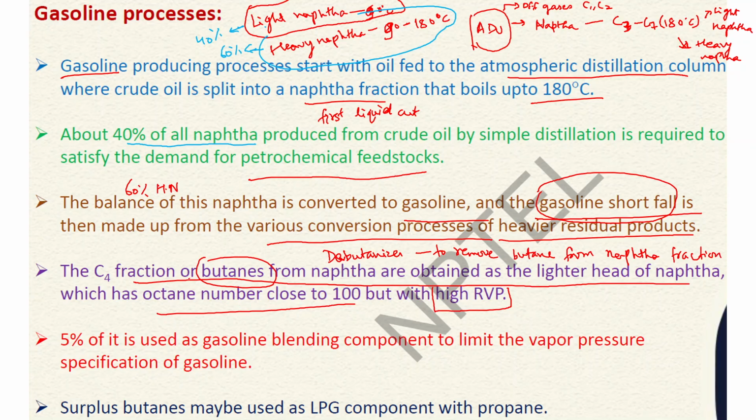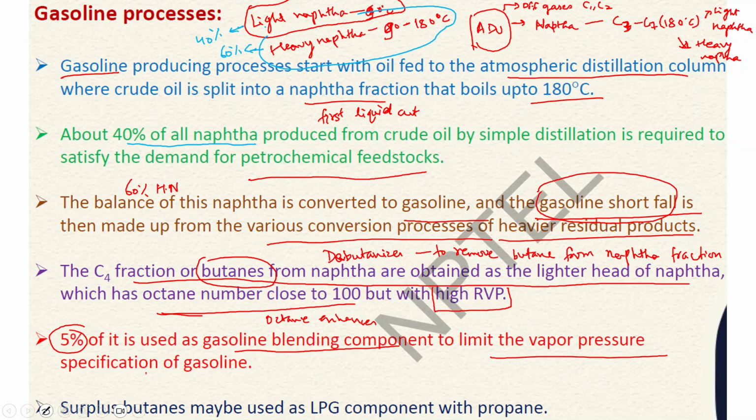Okay. But now we see that in the debutanizer, butane is removed, but due to its advantage, as it acts as an octane enhancer, 5% of this butane is used in the gasoline blending component to limit the vapor pressure. Only 5% is added so that the vapor pressure does not get affected much. And moreover, it also helps in octane enhancing.